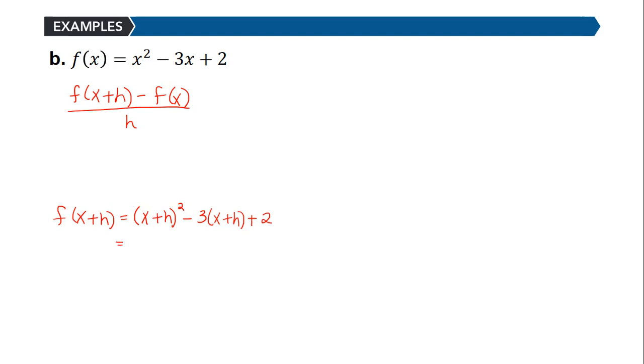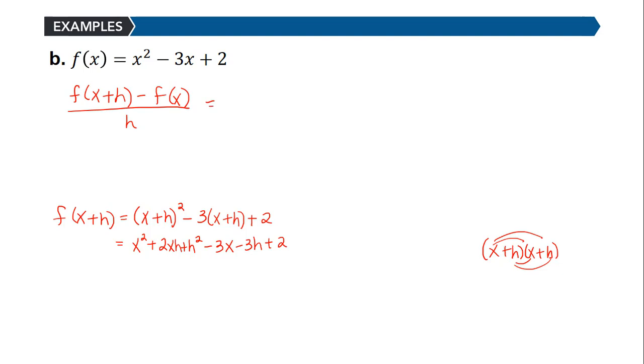We have to square this binomial. Remember, we have to say x plus h times x plus h, which gives us x squared, plus 2xh plus h squared. If you need to, go back to the basics and do x plus h times x plus h and FOIL it out. Then we get minus 3x minus 3h when we distribute the negative 3, and then finally plus 2. And there's nothing else we can do because those are not like terms.